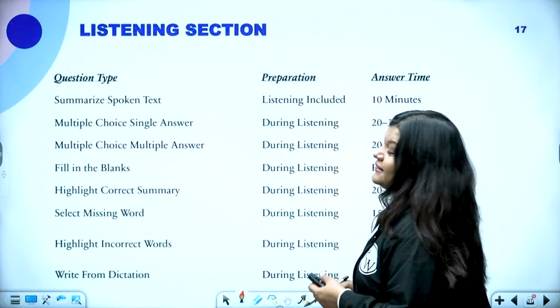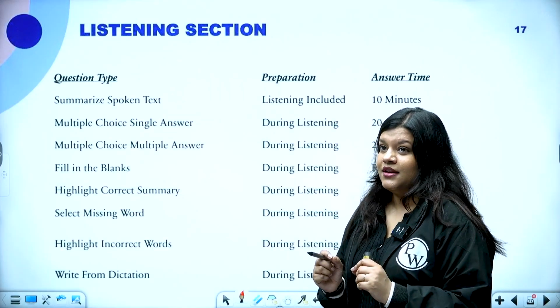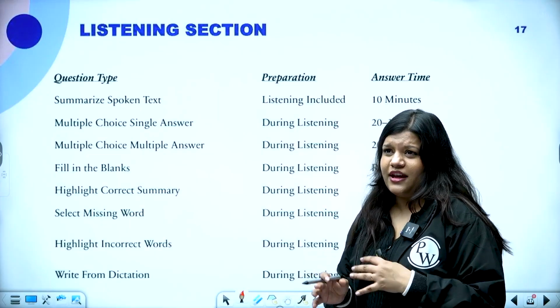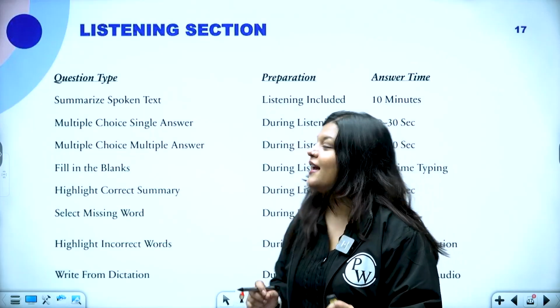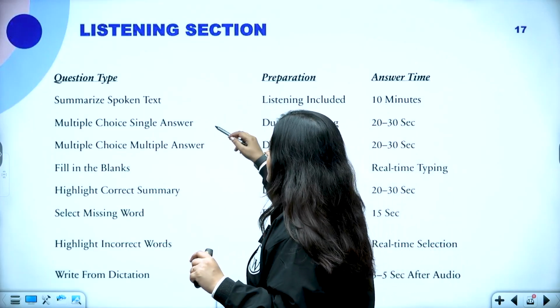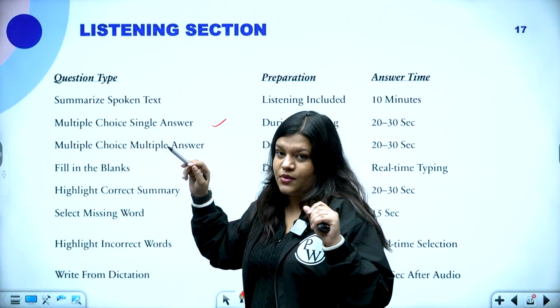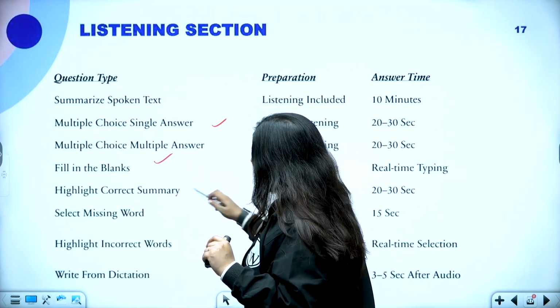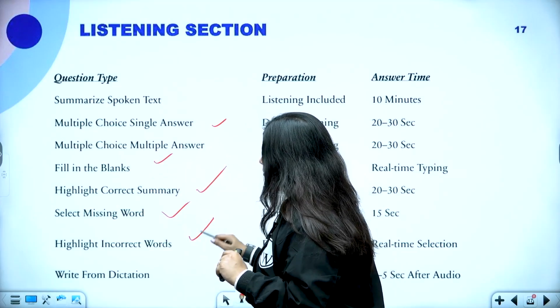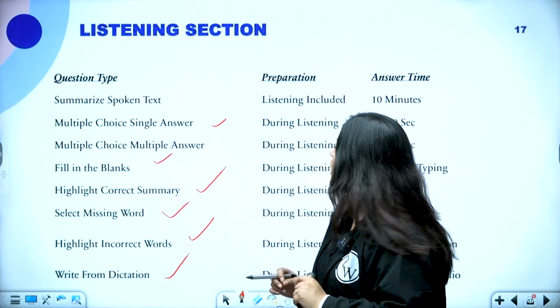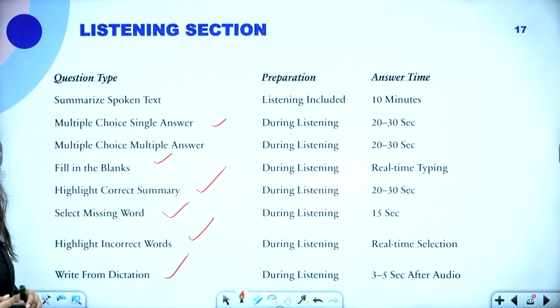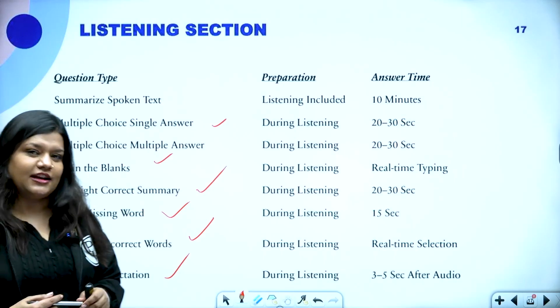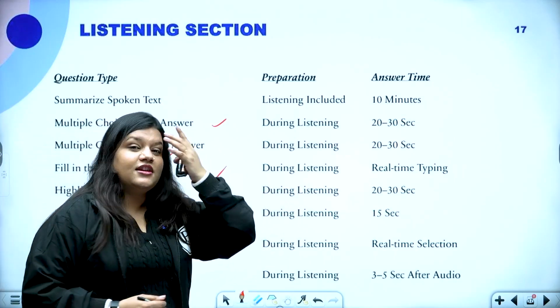Moving ahead, we've got the listening section, one of the trickiest modules. Like, trickiest is not the perfect word, but of course we have a lot of questions over here in listening. So we can clearly see summarize spoken text, multiple choice with single answer, and multiple choice with multiple answers. Fill in the blanks, highlight correct summary, select missing word, highlight incorrect word, and write from dictation. With this, I have already given you the preparation time that you will get and the answer timer that you need to consider when you are dealing with this particular section. So, of course, you need to take them into consideration.